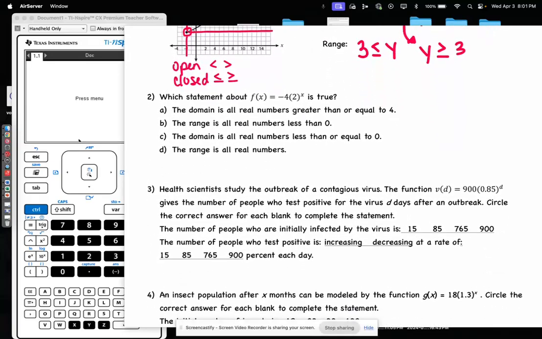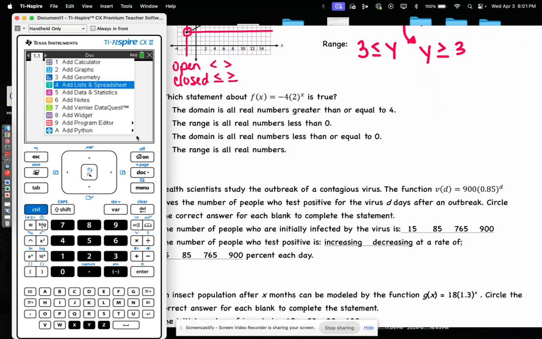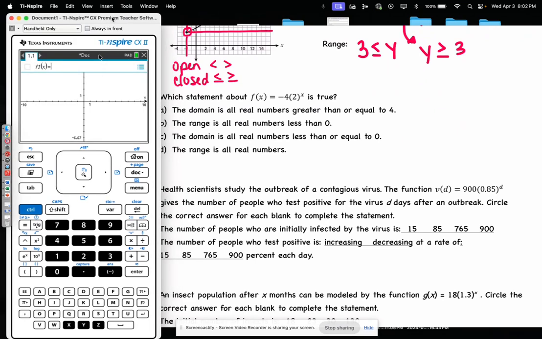Number 2 here is also domain and range. You could do a couple of different things. You definitely want to make sure you're looking at this and you can graph it. So I'm going to go to my calculator here, and make sure when you do that, you type it in correctly. You can also do this in Desmos, which will be embedded in the test as well.